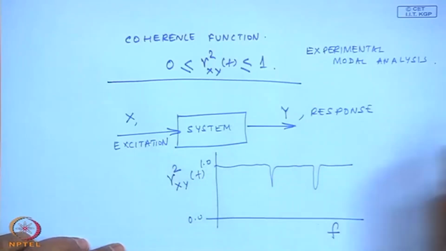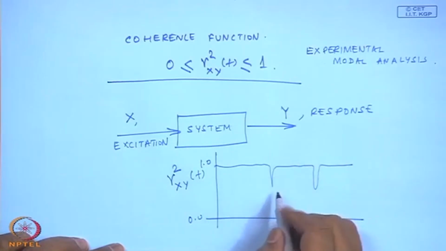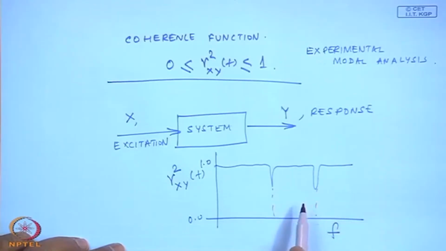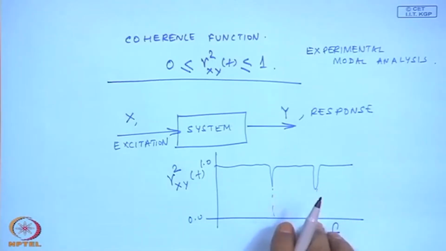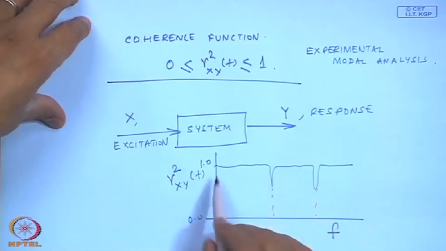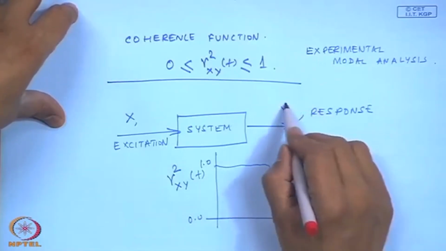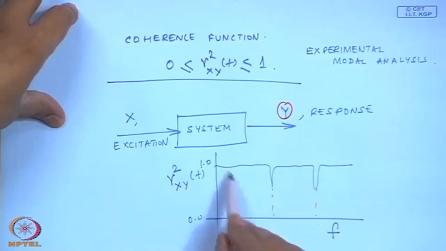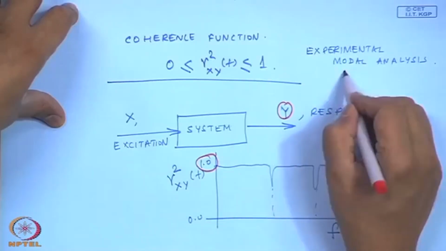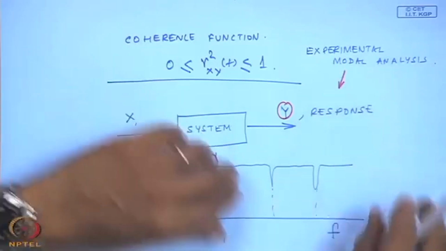And those of you who know signal processing or vibrations, you know this will be the resonance, because at resonance you require very less force to excite and to get a response. So, that is why there are dips in the coherence function. So, this means that the response y is only because of x if I have a good coherence, okay. And this is actually very much used in experimental modal analysis.